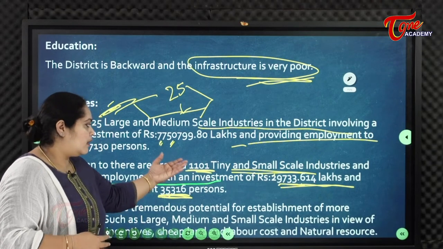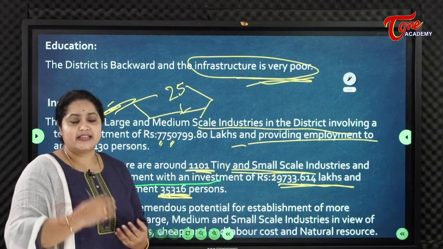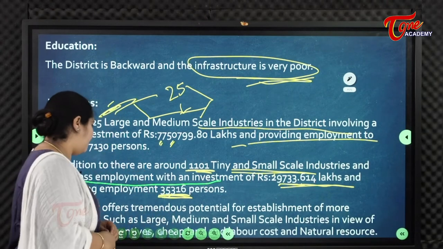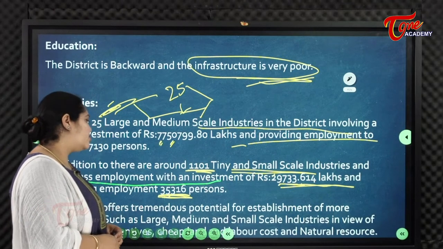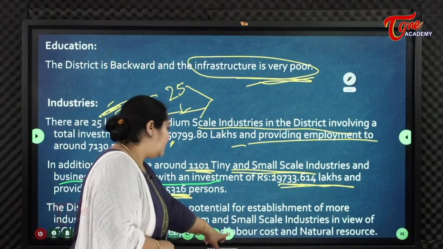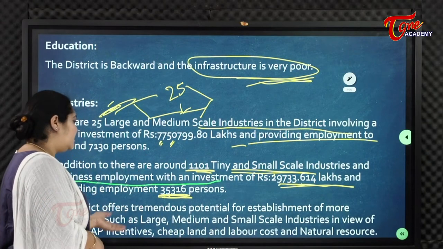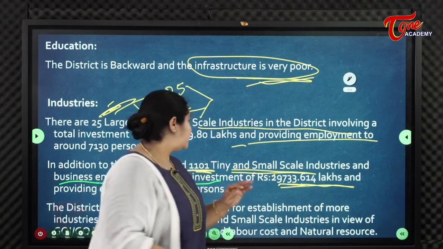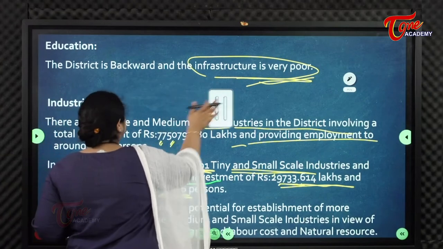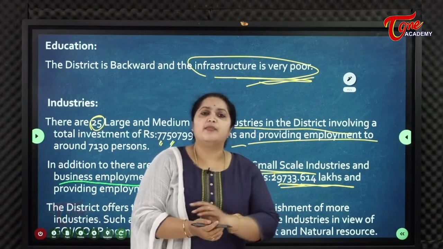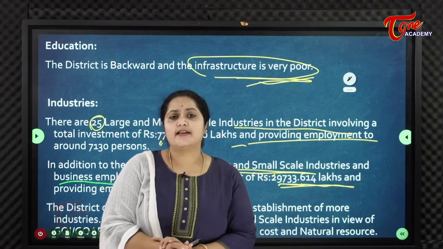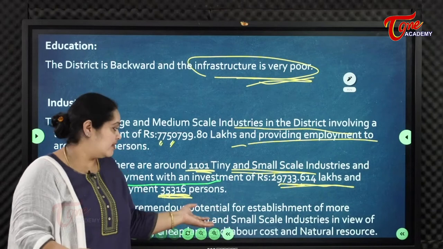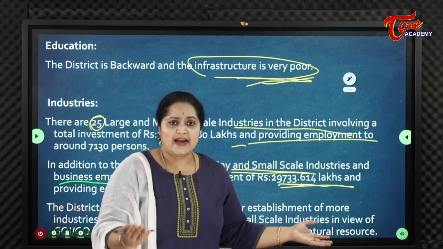So by this number, we can understand that in the district of Srikakulam, there is more dependency on tiny and small scale industries or cottage industries. The district offers tremendous potential for establishment of more large, medium and small scale industries in view of Government of India and Government of Andhra Pradesh incentives, cheap land and labor cost and natural resources. So to increase this number of 25 large and medium scale industries, the governments are encouraging investors to establish industries in Srikakulam by giving them cheap land, cheap labor, natural resources, subsidies, tax benefits, so many things.